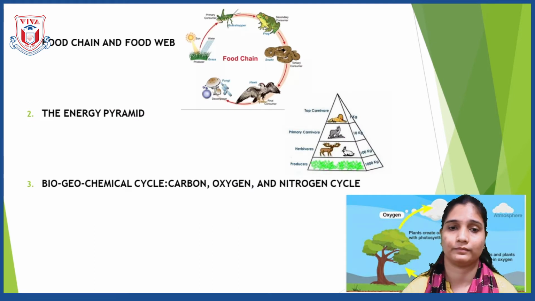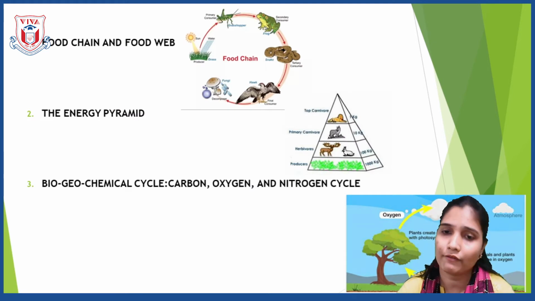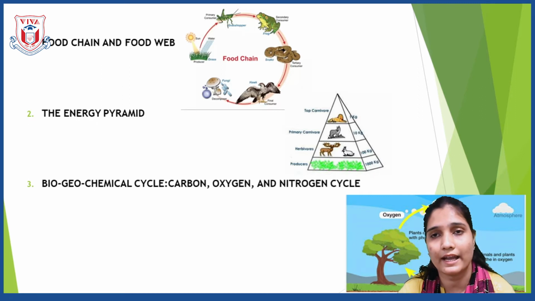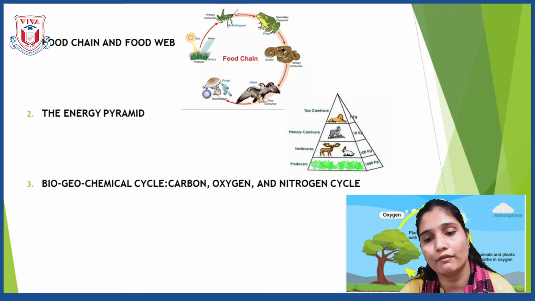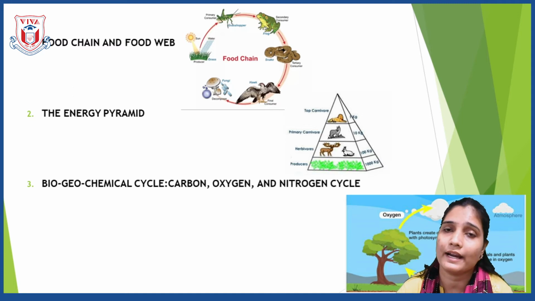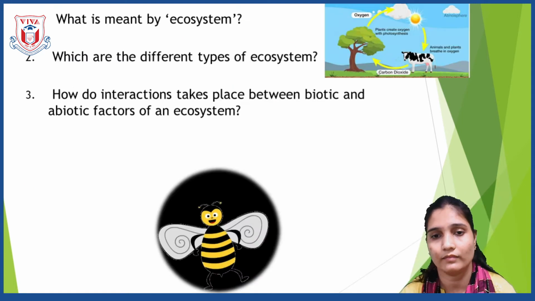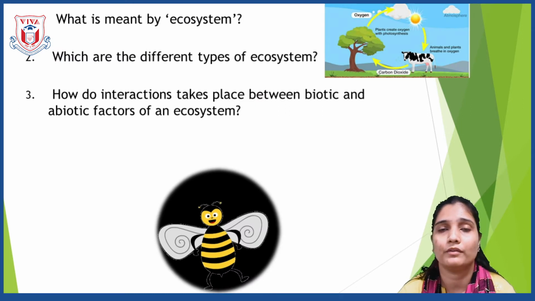So let's start. In this chapter, we are going to learn about food chain and food web. Next one is the energy pyramid and third one is biogeochemical cycle. In biogeochemical cycle, we are going to learn about carbon cycle, oxygen cycle and as well as nitrogen cycle. So let's start. Before starting the chapter, we are going to revise some topics.